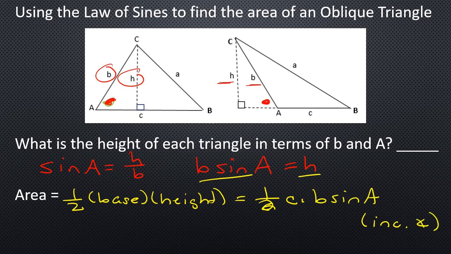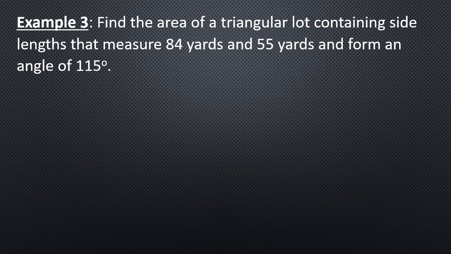Okay, so if we look at my pictures, what do I mean by included angle? Here's C, here's B, and A is right here. So basically by included angle, we have a side angle side case. All right, how am I going to use that formula? Here's a great example. If I ask you to find the area of a triangular lot containing two sides that measure 84 yards and 55 yards, and they form an angle of 115 degrees.